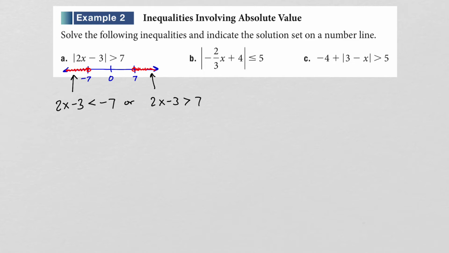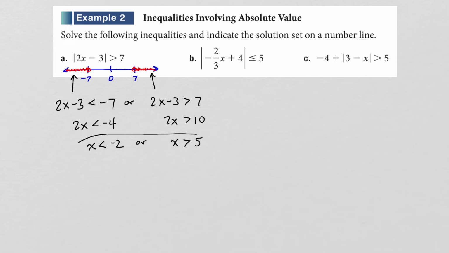And now we just need to solve these simple inequalities. So here I can add 3 to both sides, which gives us 2x is less than negative 4. And then finally, dividing by 2, we get x is less than negative 2. Or, if we solve the other inequality, we add 3 to both sides, we get 2x is greater than 10, and then dividing by 2, we get x is greater than 5.